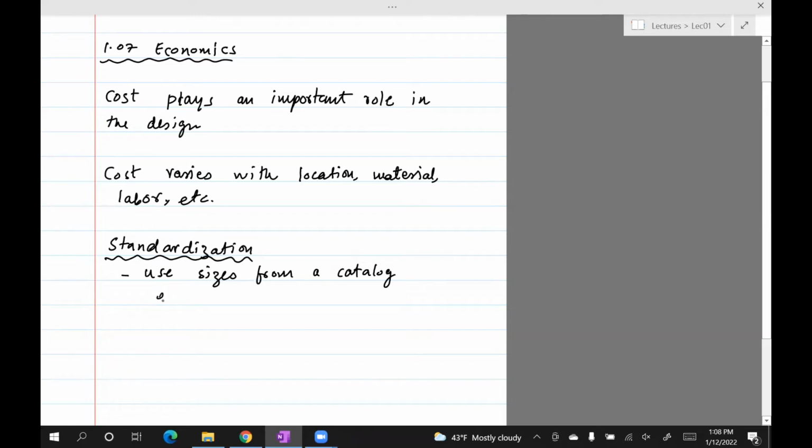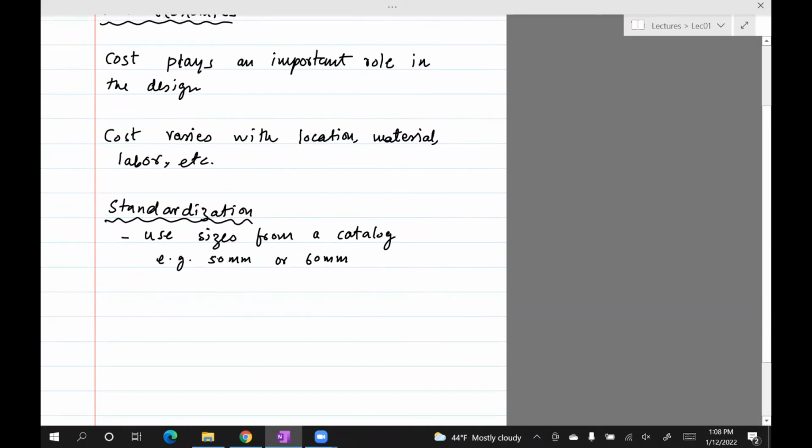So for example, if you want a shaft, you might want to buy a 50 shaft or 60 shaft, but something which is like 53 or 57 is probably not in the catalog. And if you want that, you'll probably incur more cost because then it has to be custom made to suit you. So the other thing is you need to ensure that items are in stock.